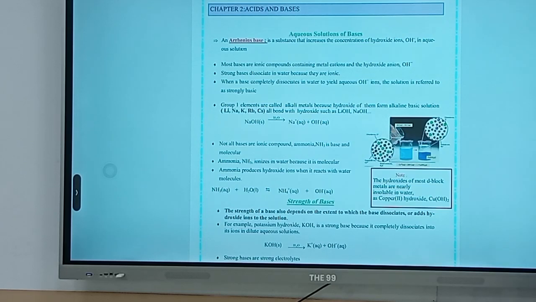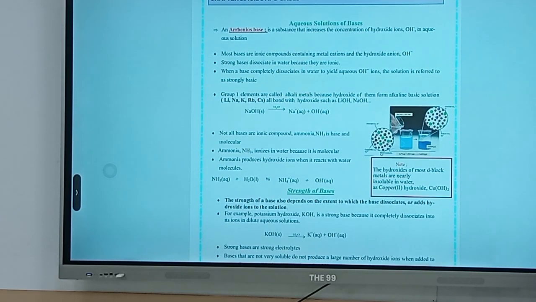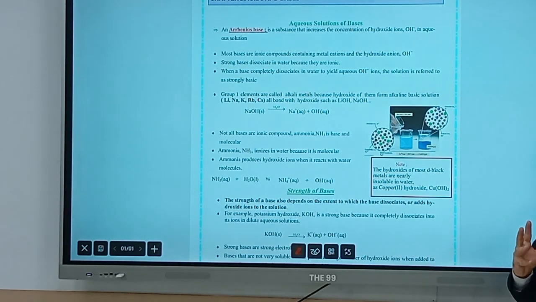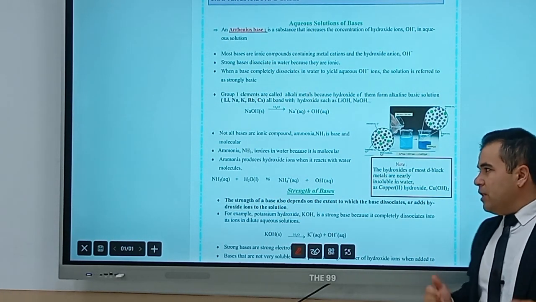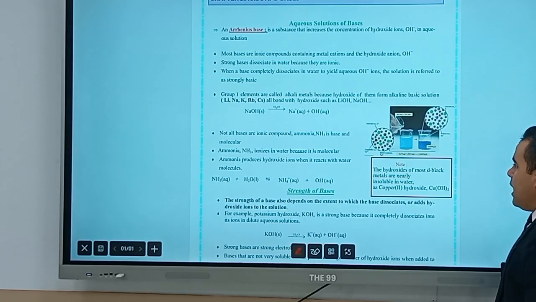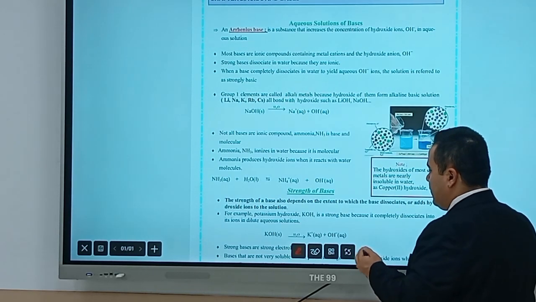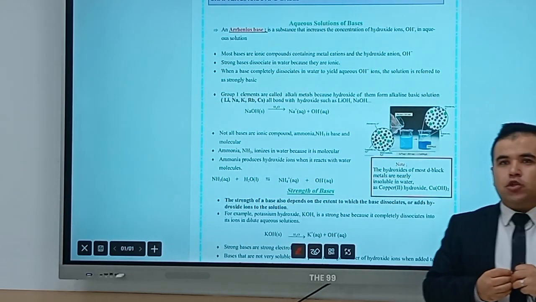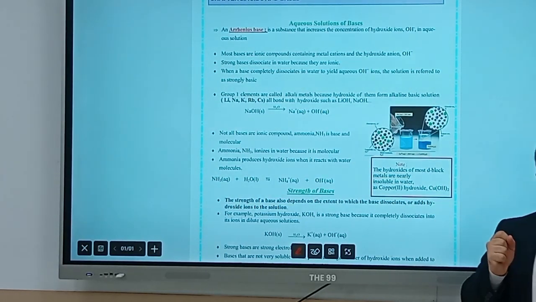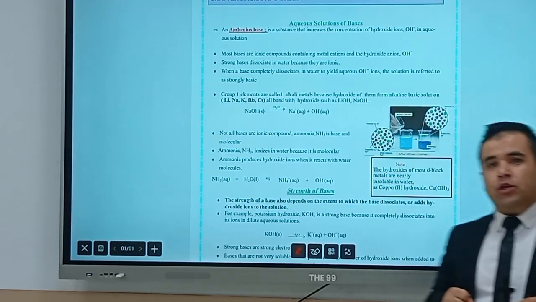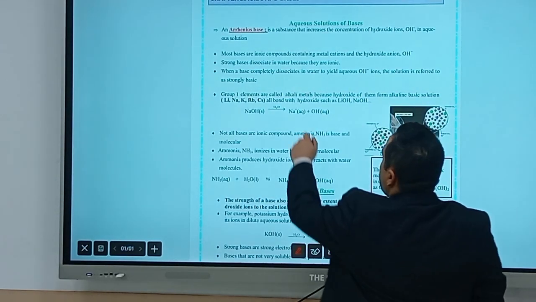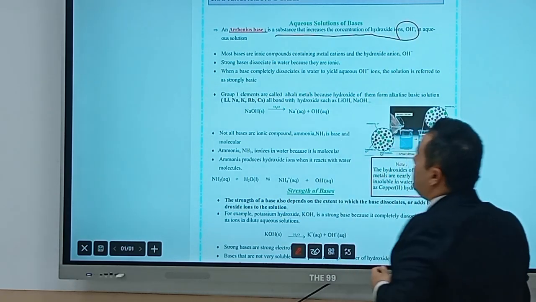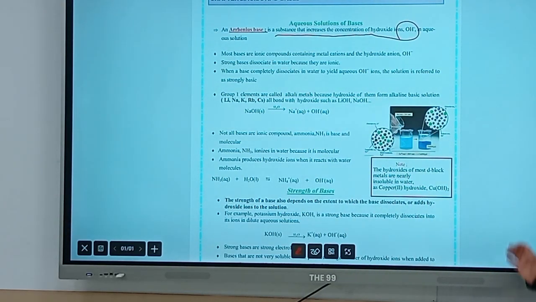Aqueous solutions of bases and Arrhenius bases. We talked about the Arrhenius acid and the aqueous solution of the acids, strong acids, weak acids, and the factors that influence the strength of the acids. Let us talk about the aqueous solution of the bases, guys. Bases, according to the Arrhenius definition, are those substances which increase the hydroxide concentration in the solution.